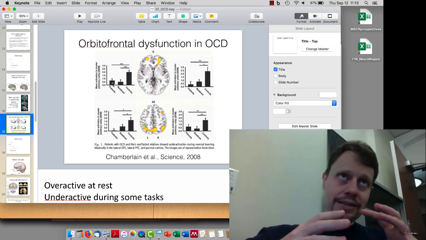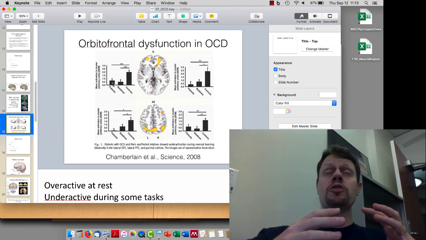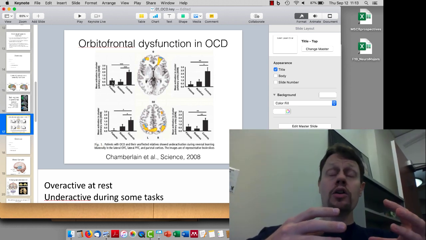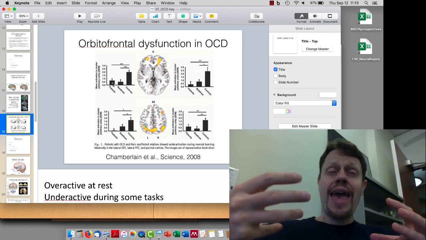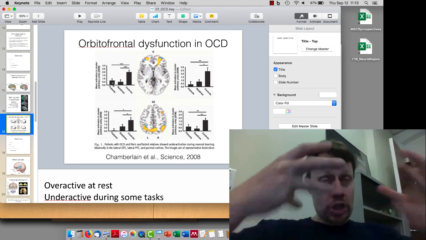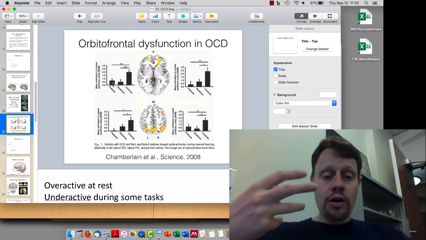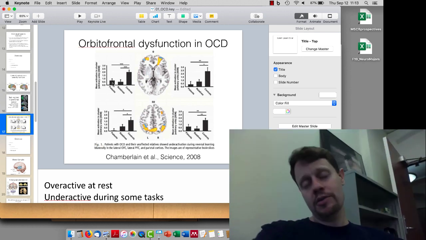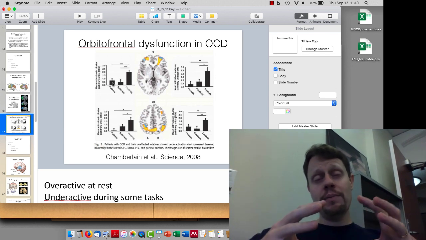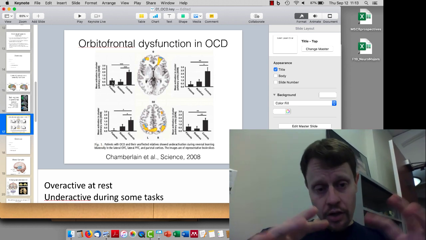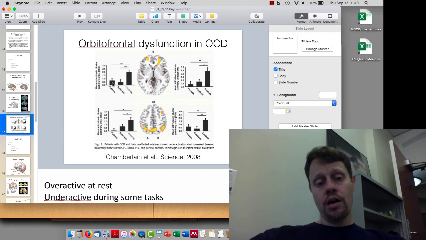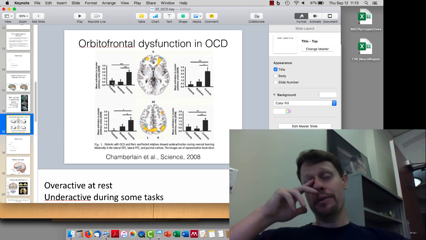Now that is interpreted to be related to compulsions, where there's something you're supposed to be doing, and with a control subject, they do it, and then they don't need to do it anymore. And so their OFC turns on and says, okay, time to switch to something else. But with the OCD patients, their OFC doesn't turn on and help them switch tasks.